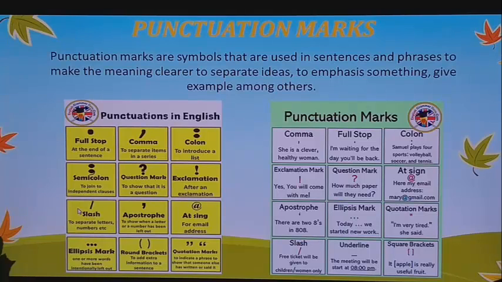Slash, to separate letters, numbers, etc. In Spanish is the same, slash.